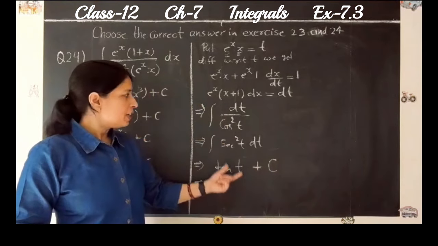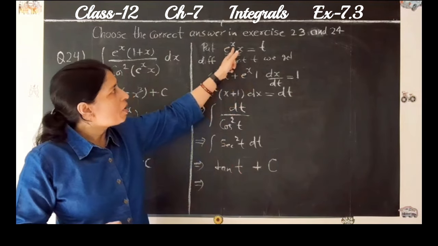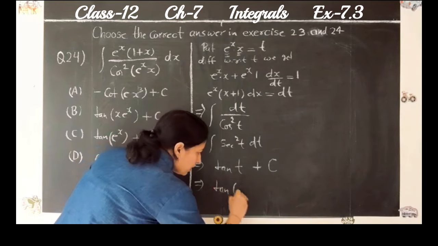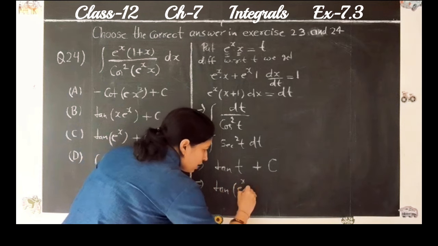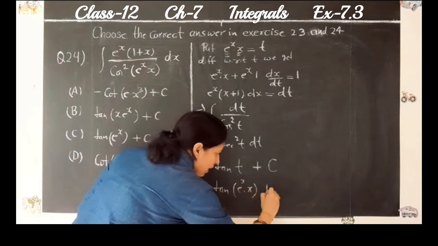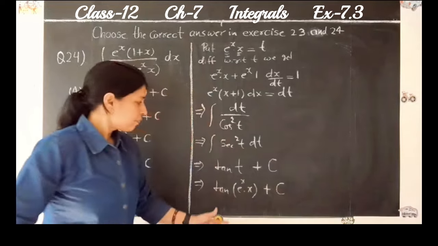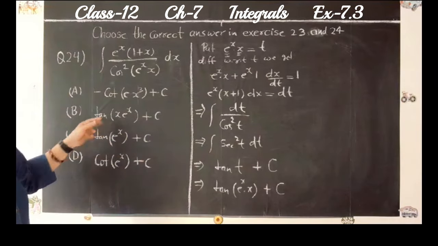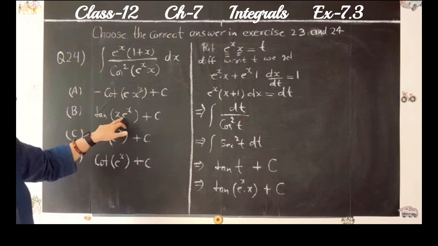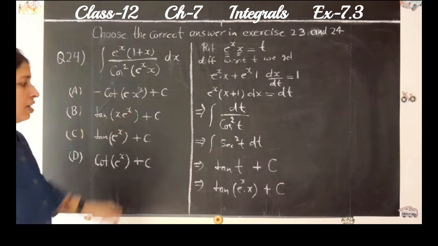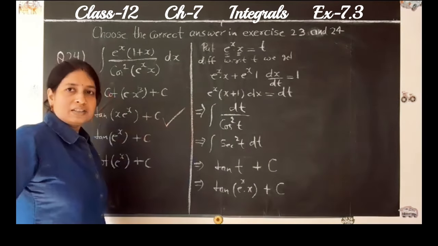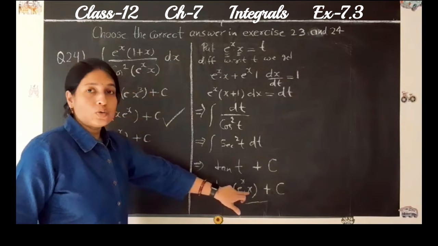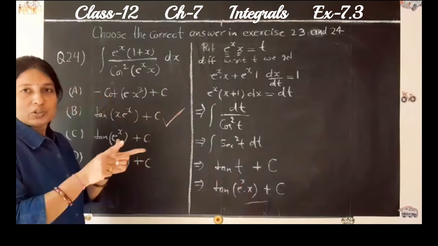Then put the value of t. t is equal to e to the power x into x. So it will be tan of e to the power x dot x, and write this constant c as it is. So where is this one given? This one is option number B. So option B is tan of e to the power x into x plus c. So option B is the correct option. So your answer is this one, tan e to the power x into x plus c. Option B is your answer.